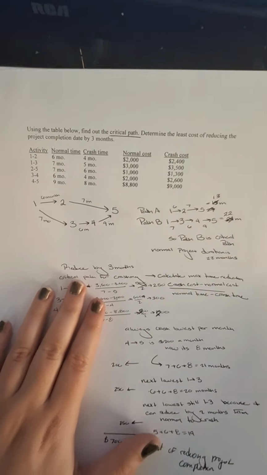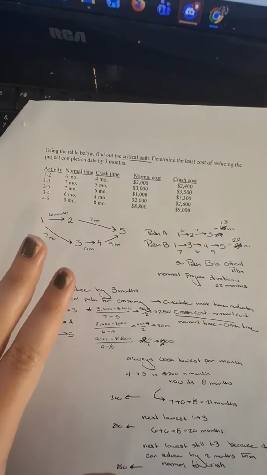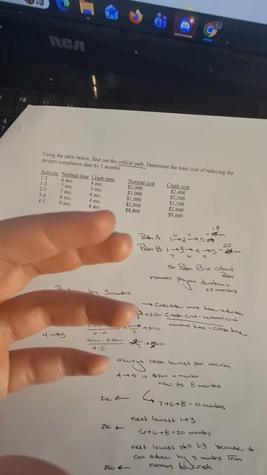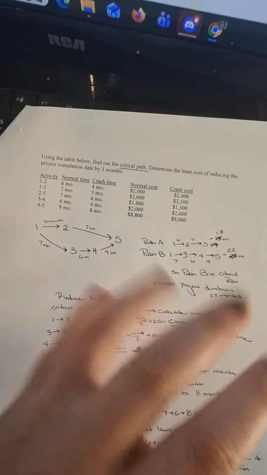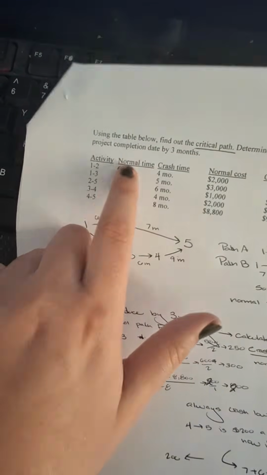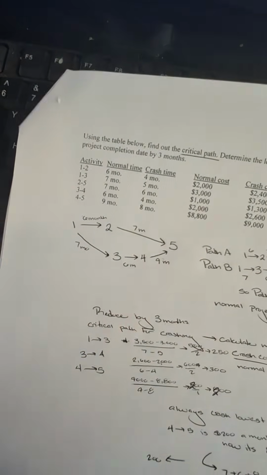And then here is our last problem. We're trying to find the critical path. Now this is going to be a little bit counterintuitive, and that's because we are actually trying to find the longest path, because this is the path that's going to take us the shortest amount of time. So we can go ahead and draw it out here. So activity 1 to 2 is 6 months, 1 to 3 would be 7, and so on and so forth.